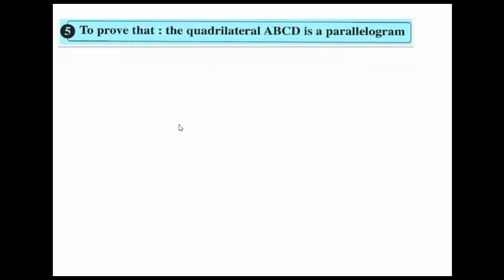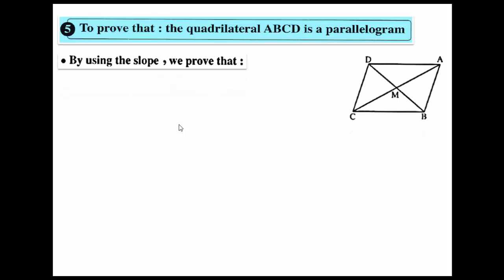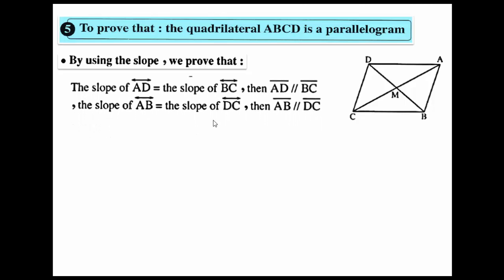Number 5, to prove that the quadrilateral ABCD is a parallelogram. By using the slope, we prove that the slope of AD equals the slope of BC, then AD is parallel to BC. The next step, the slope of AB equals the slope of DC, then AB is parallel to DC.